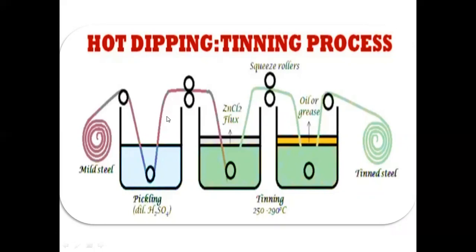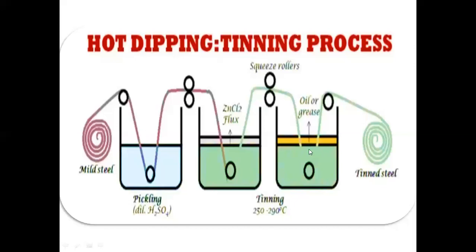That clean steel is then passed through a roller to make it smooth. Then it is dipped in the zinc chloride flux. Zinc chloride flux means a bath of zinc chloride which contains zinc in it. Definitely zinc chloride has zinc ion and chloride ion. So by dipping it in the zinc chloride bath, what will happen? The zinc will adhere to the surface of the steel, and then it is passed through the squeeze roller which will make it smooth and give it a proper smooth shape.